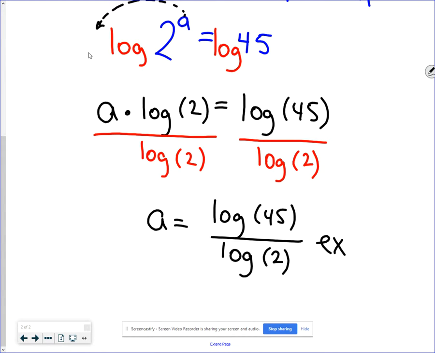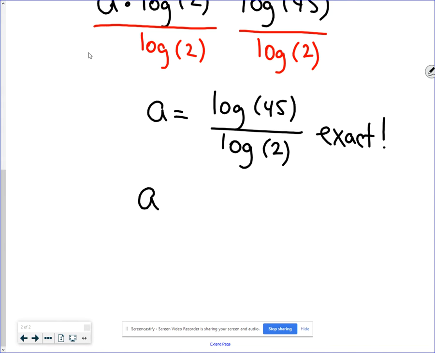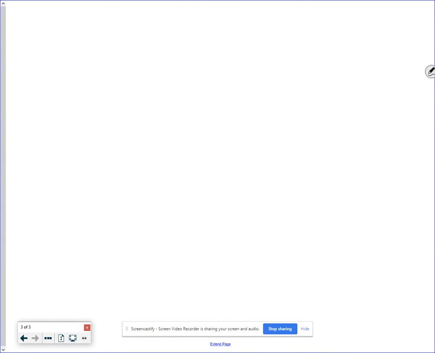I want to see this, remember. You got to show your work. And then let's use our calculator to approximate the value of a. Let's type in the log of 45 divided by the log of 2. So a is about 5.4919. All right, let's try one more example. This is basically review. So here's the last example.